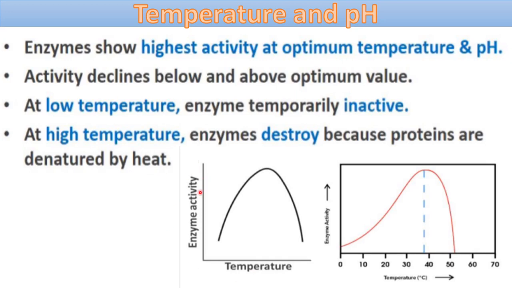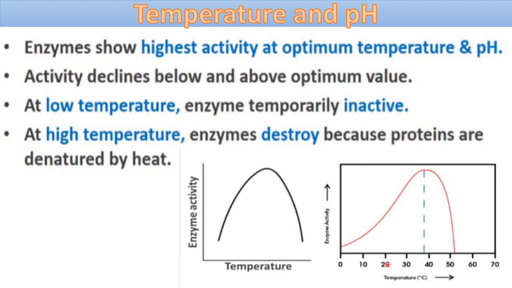Now you can understand it with the help of this graph. On one axis this is temperature and this is enzyme activity. From the starting, enzyme activity is increasing with increasing temperature, because this is lower than the optimum temperature. Now at this point, activity of enzyme is maximum, as you can see here. Then after this point, with increasing temperature, enzyme activity decreases, right? So this is how temperature affects the enzyme activity.